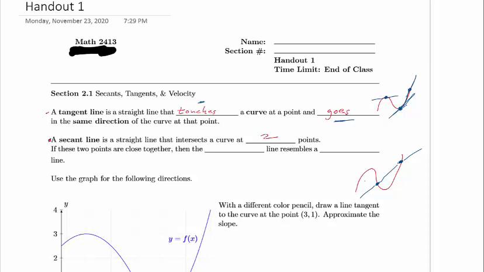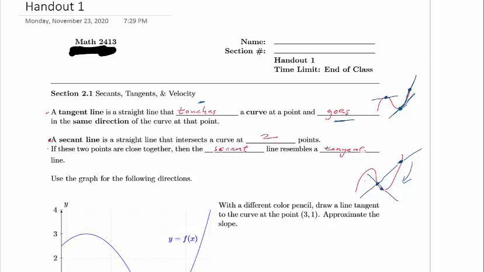And what we're going to find is as you bring this second point closer, you begin noticing that the secant line can be used to approximate a tangent line. And this is going to be very important moving into the future. So what we're going to say is these 2 points are close together. If they're close together, then the secant line resembles a tangent line. Okay, it will never exactly be a tangent line depending on the curve.